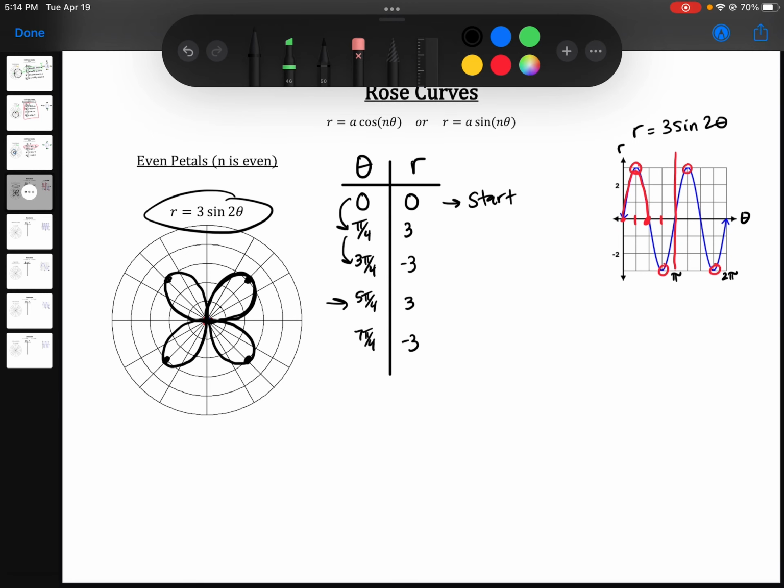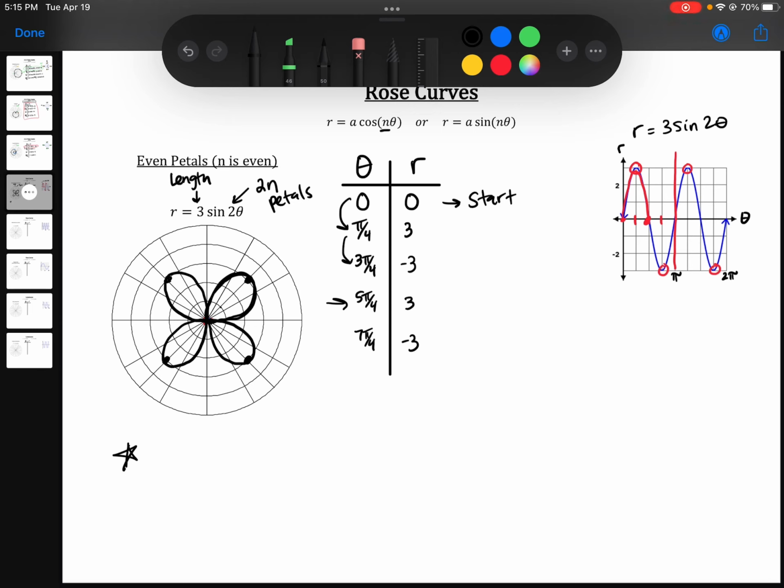Now, I'm going to come back to the slide in a bit, but one of the things to notice is that there was an even number of petals. Each of the petals went out a length of 3. So this number will always tell me the length of my petal. The number in front of the theta, when it's an even number, you will always have 2 times the number of petals, so 2n petals. So in this case, we had 4 petals because 2 times 2 is 4.